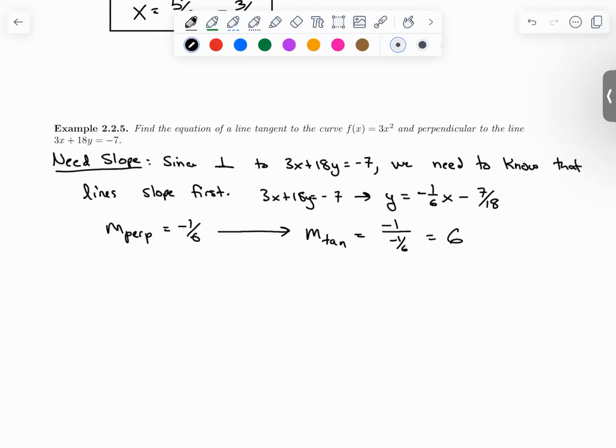But the quicker way is just to flip the fraction, change the sign. So M10, oh yes, Chris. I fell behind for a second. How'd you get the slope? Excellent question. So there's a little mini step here. Let me add it in.